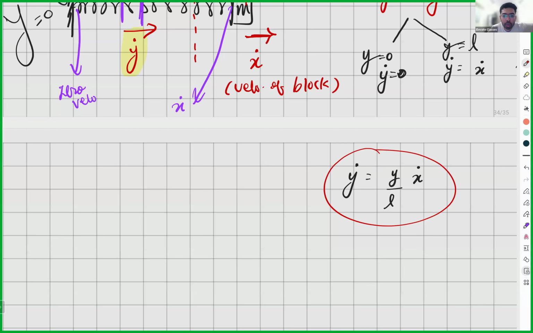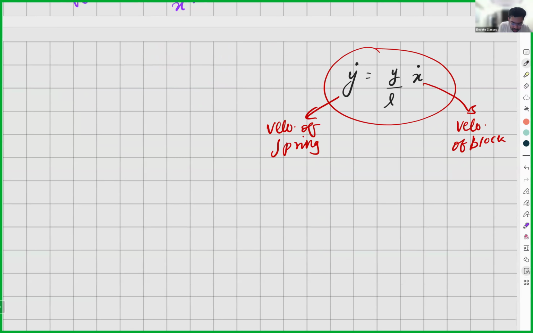If you have any doubt, please ask. This is the expression of velocity of spring in terms of velocity of block. y is displacement from the rigid support.